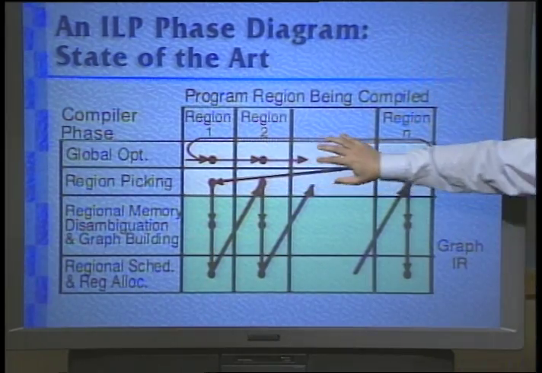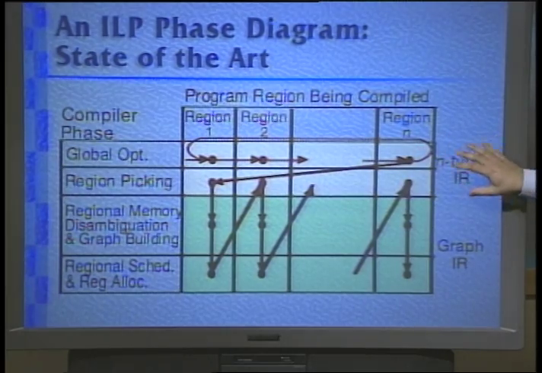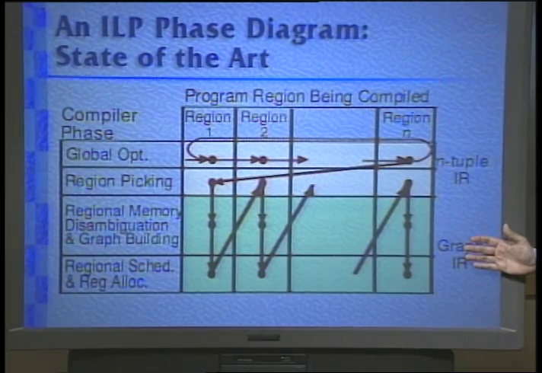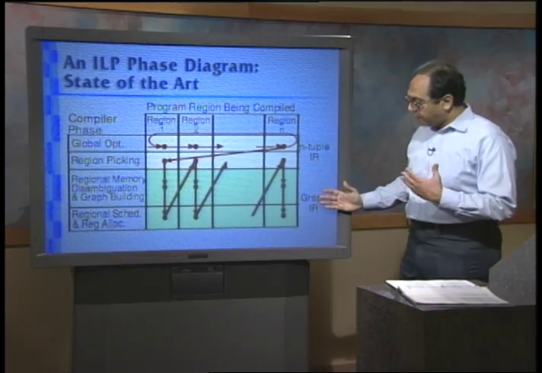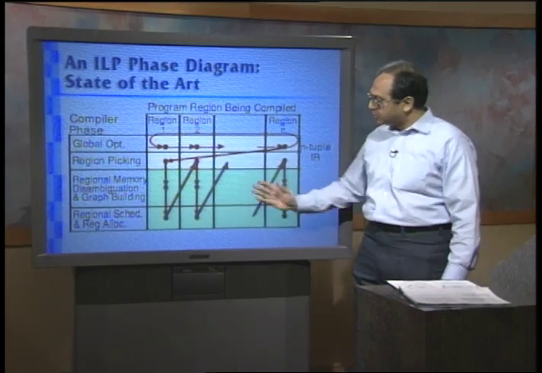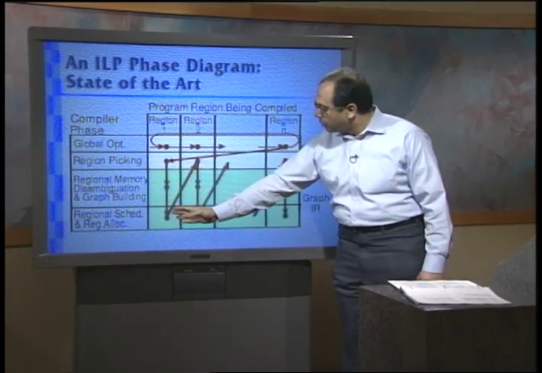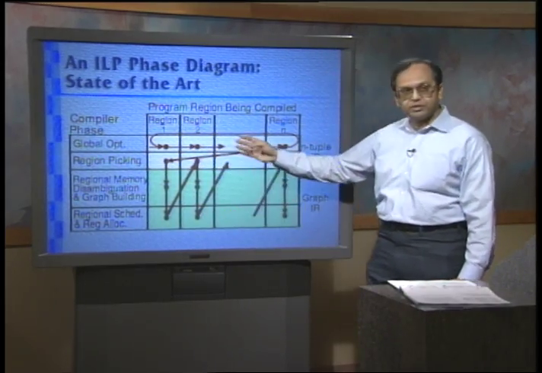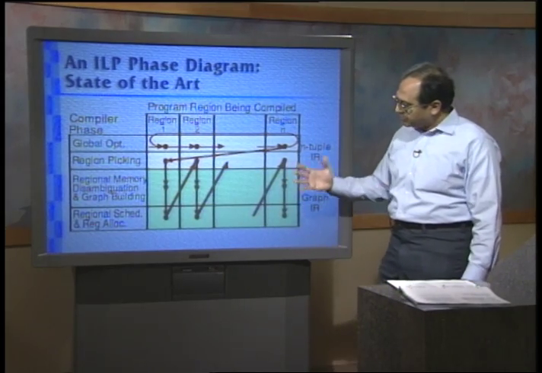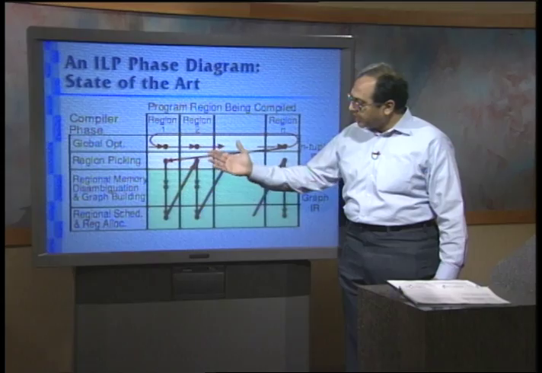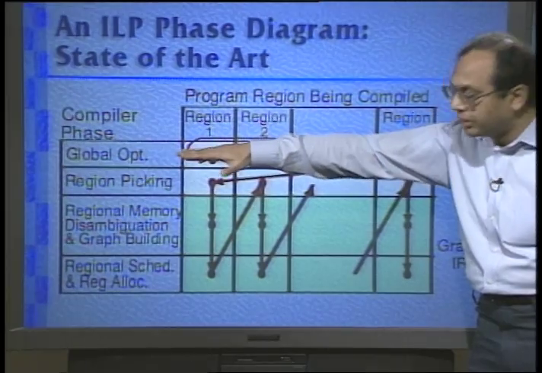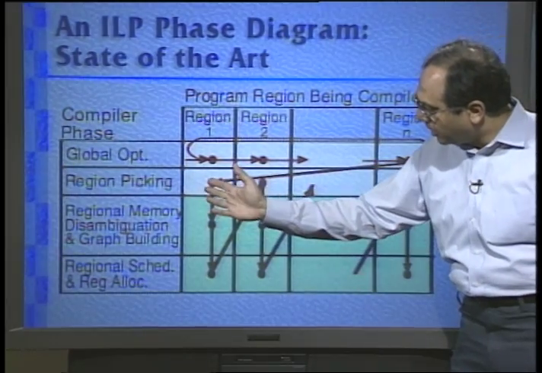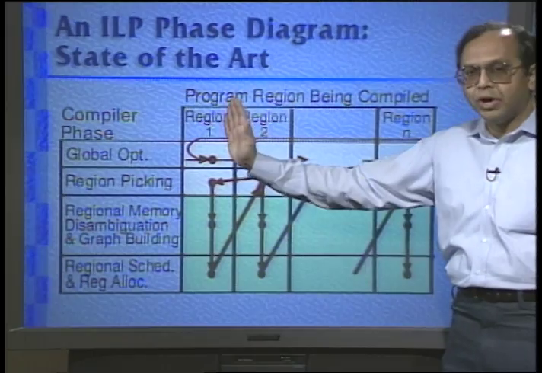Meanwhile, the rest of the program has been sitting here in the n-tuple form, while just this one region was translated into the graph form, which is far more expensive. But since we've limited it to just one region, it's tolerable. Once we've finished that region, we'd go back, pick another region, and repeat the process. So we now have a situation where, unlike the traditional compiler, which tried to perform one phase on the entire program unit, we perform a number of actions on one region at a time.